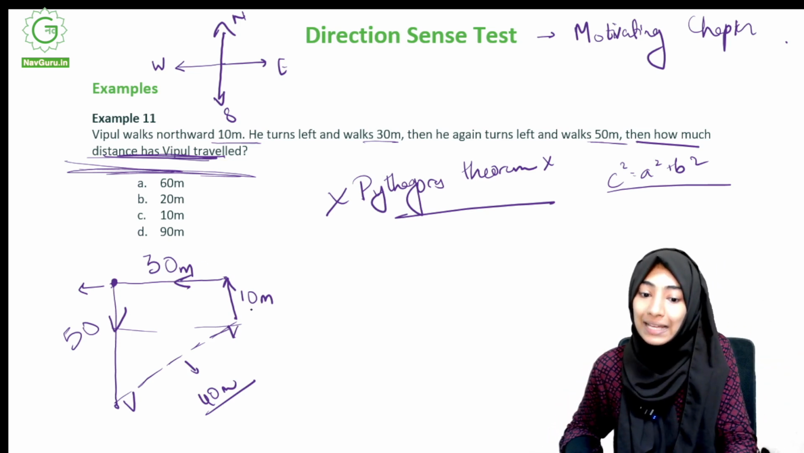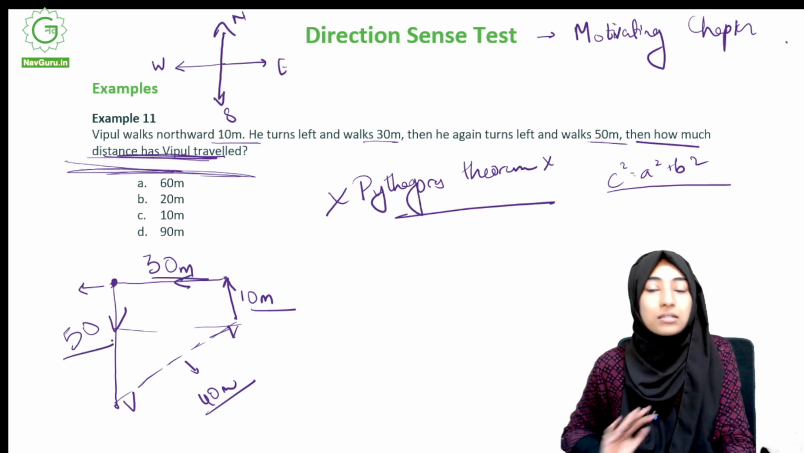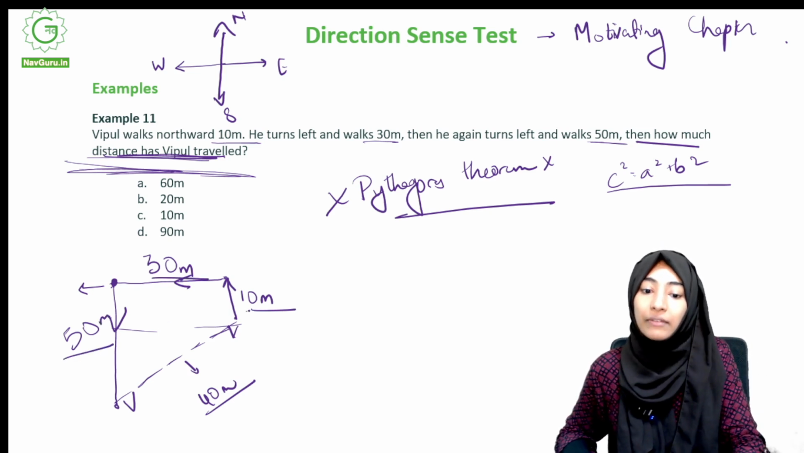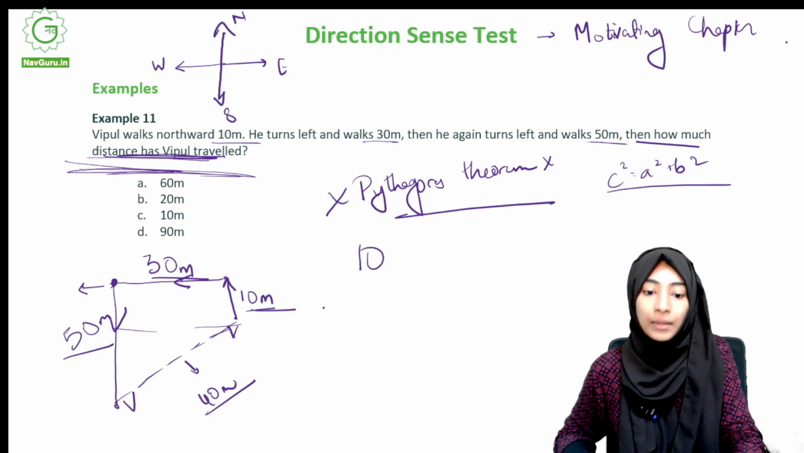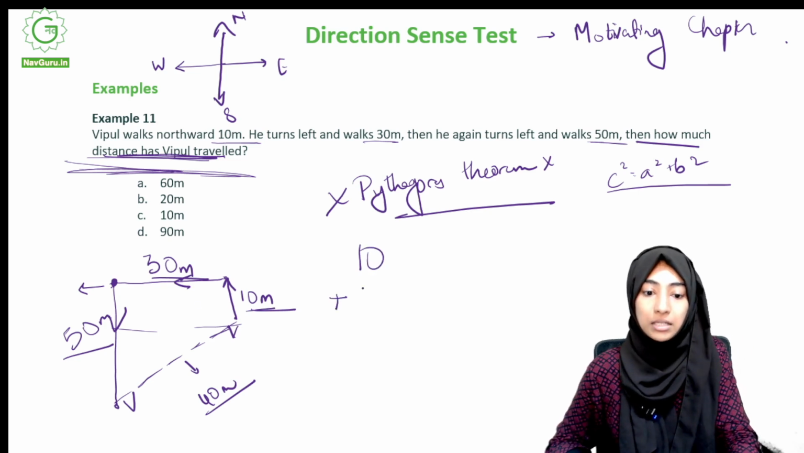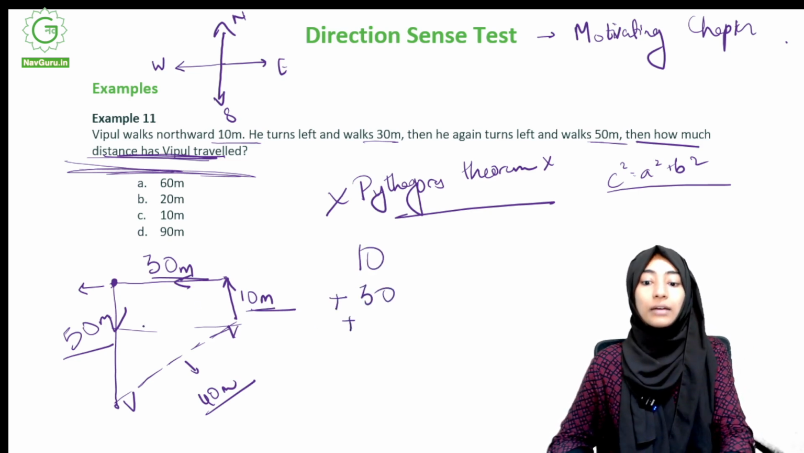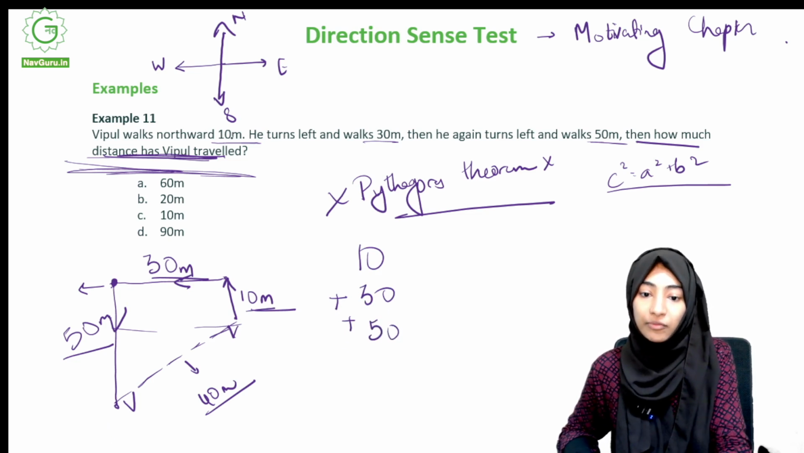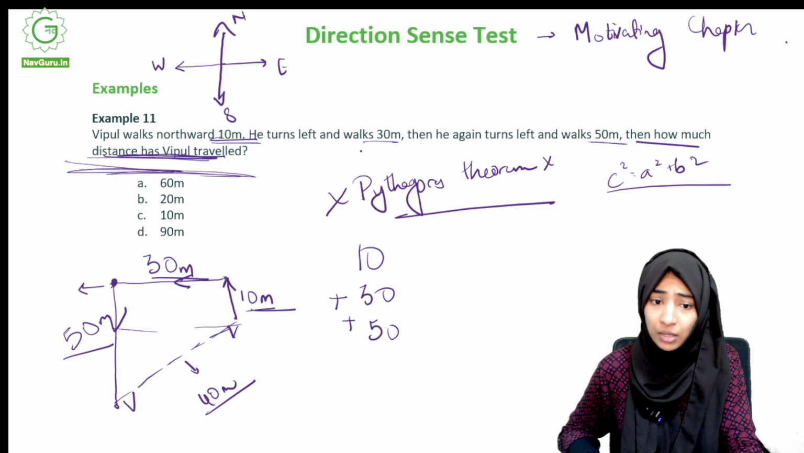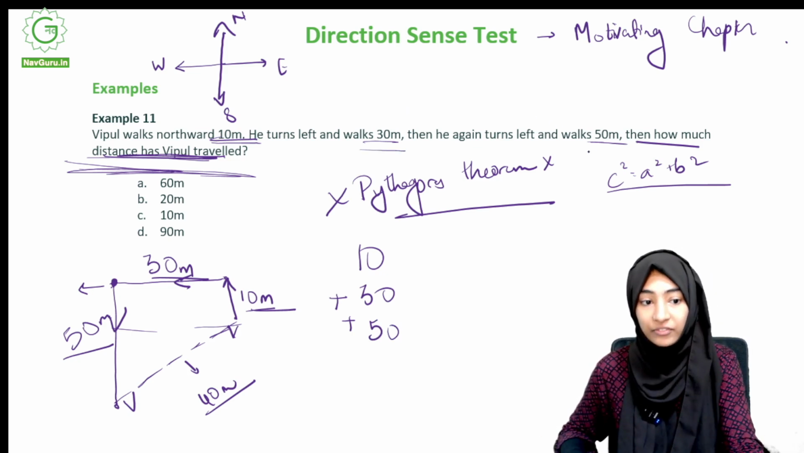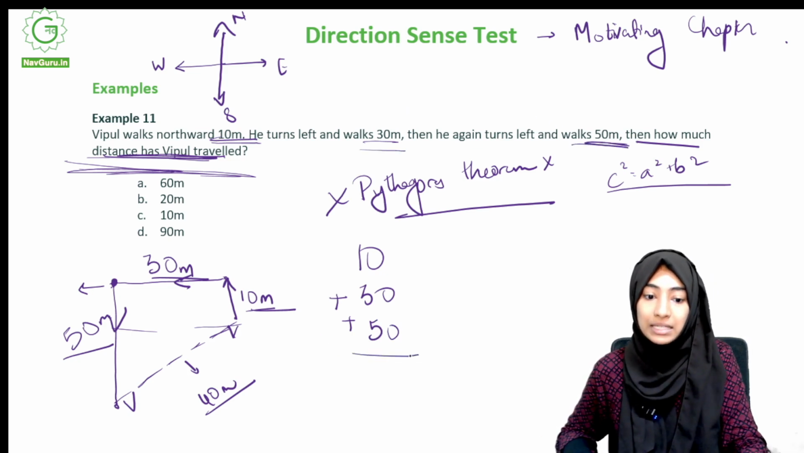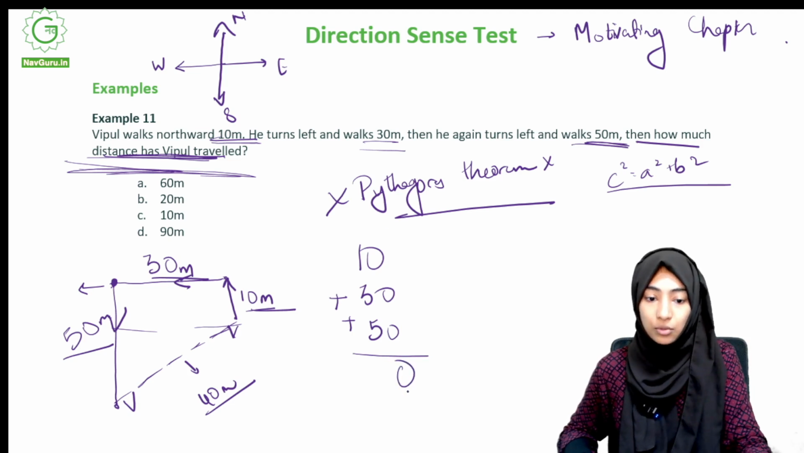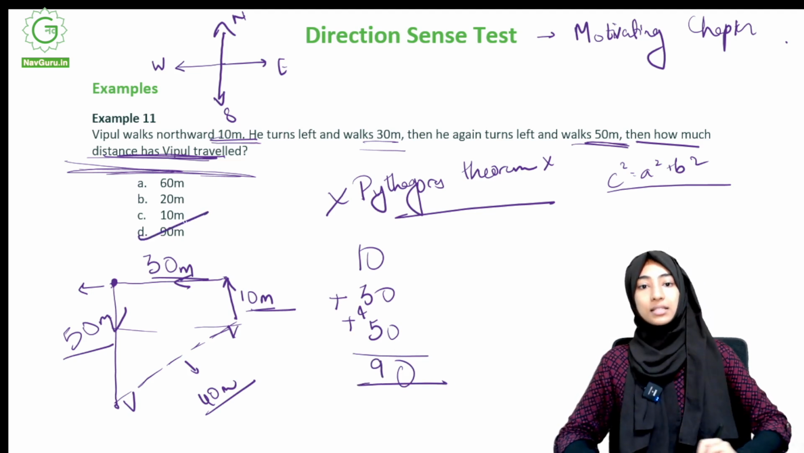You just add all of this. That's it, simple addition. So first he traveled 10 meters, then he turned left and walked 30 meters, then he turned left and walked another 50 meters. So basically the distance he has traveled is 10 plus 30 plus 50, which is 90 meters. That is the distance he has traveled.